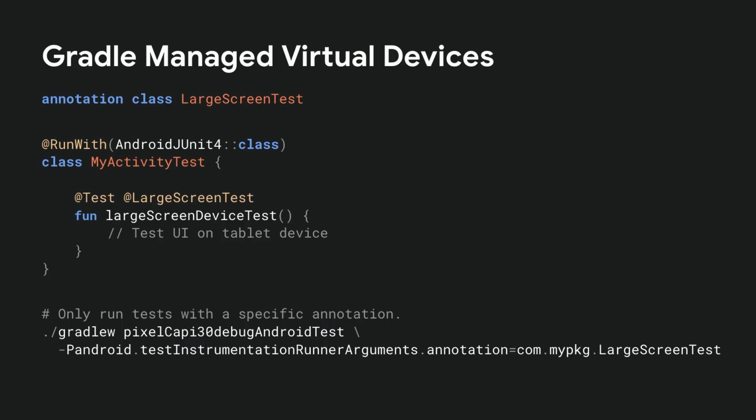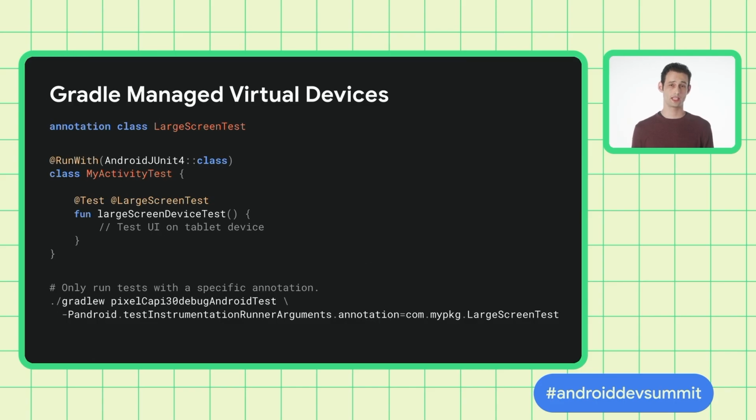To differentiate which tests are intended for which devices, we'll make a custom annotation, large screen test, and mark our test functions with it. When we run the Gradle command from before, we add an argument for the Android test runner to only run tests that have this annotation. If you didn't use annotations, you could use other filtering options that the test runner has, like running tests only in a specific class. So by combining those features, we can set consistent run configurations for our tests.